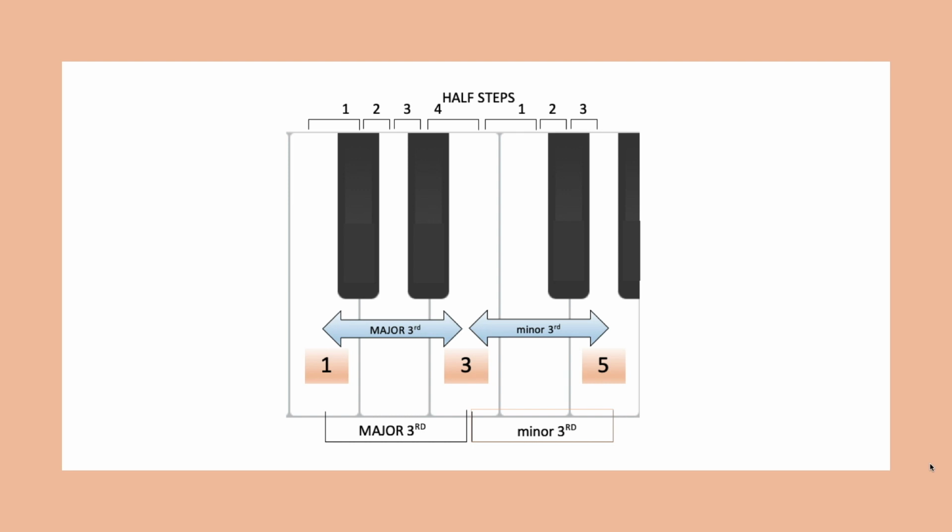A major chord is going to be built with a major third interval and then a minor third interval right after. So again, I'm going to count 4 half steps up, 1, 2, 3, 4.